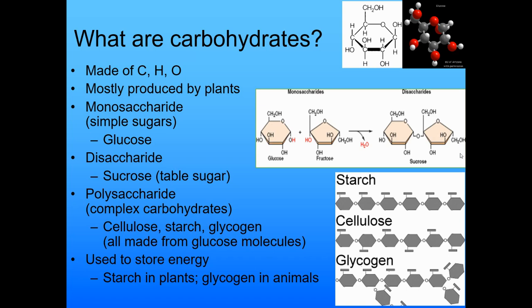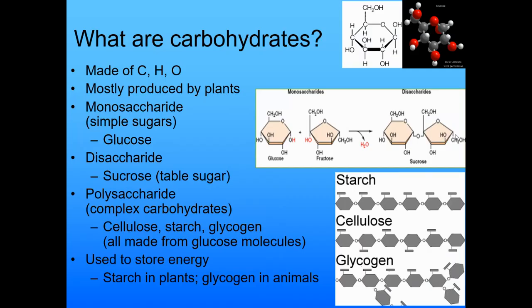Other well-known disaccharides are lactose, which is galactose plus glucose, and you find that in milk. And then maltose, which is found in grains, which is a glucose-glucose disaccharide. The polysaccharides you probably have heard of, also called complex carbohydrates, are starch, which plants use for storage, glycogen, which animals use for storage, and cellulose, which plants use for structure.